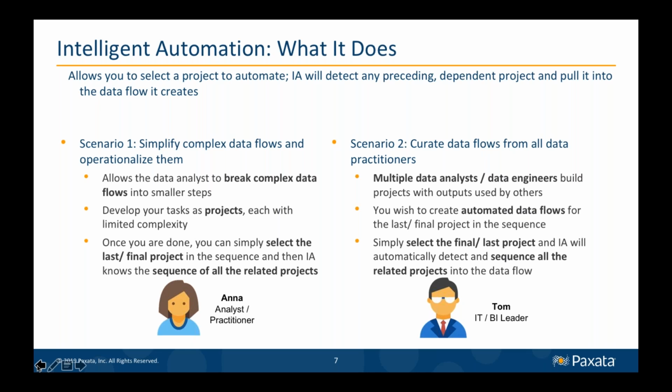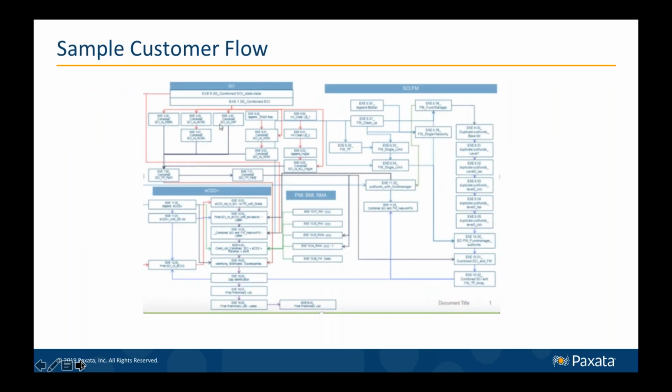If you're an IT or a business leader, intelligent automation allows you to curate data flows from all data practitioners. We have inbuilt governance that allows for all the jobs, the project sets, the steps, and the data set versions to be all captured and repeatable at any point in time. So here's a real-world example of an end-to-end data preparation exercise. Each of those boxes that you see is a data preparation project, and those lines indicate how they relate together and how they sequence. In the real world, this can get really complex and pretty advanced.